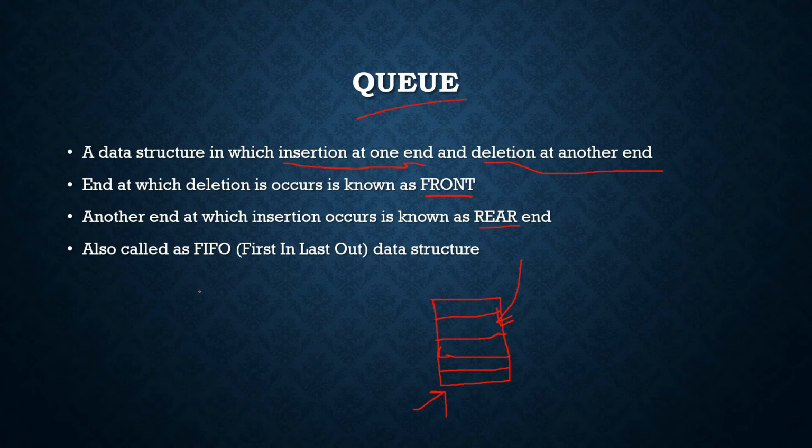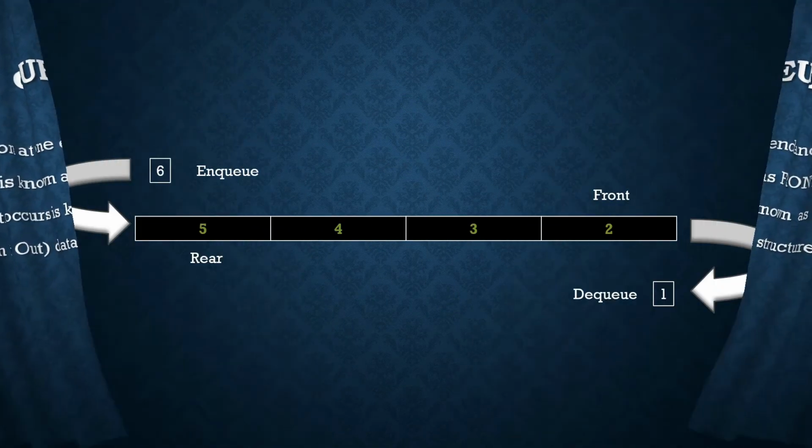Queue is also known as a FIFO data structure. This is called first in, first out because insertion and deletion are not done at the same end.